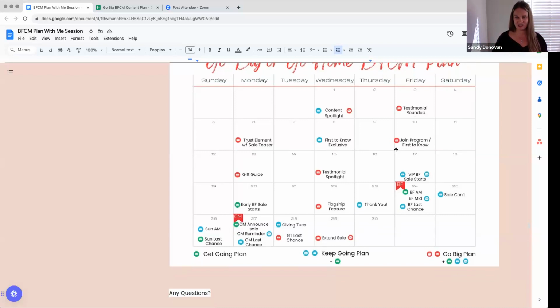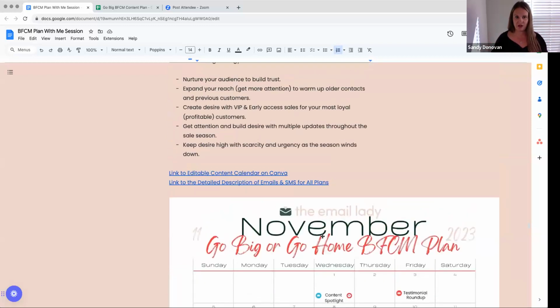And that's all going to lead us to starting to make our sandwiches. The VIP sale announcement, the early sale announcement, Black Friday day, a sandwich, Black Friday weekend, a sandwich, Cyber Monday, a sandwich, Giving Tuesday, a sandwich, and the sale extension, another big sandwich. So that's basically the plan for November.